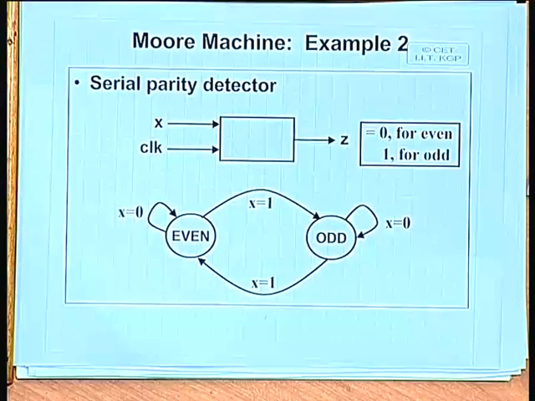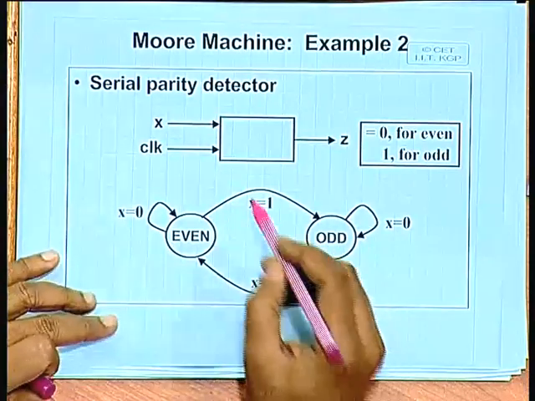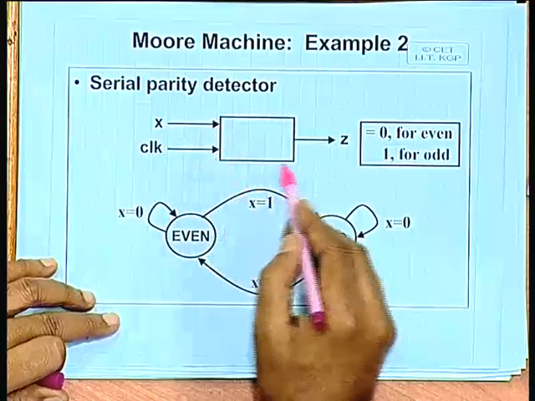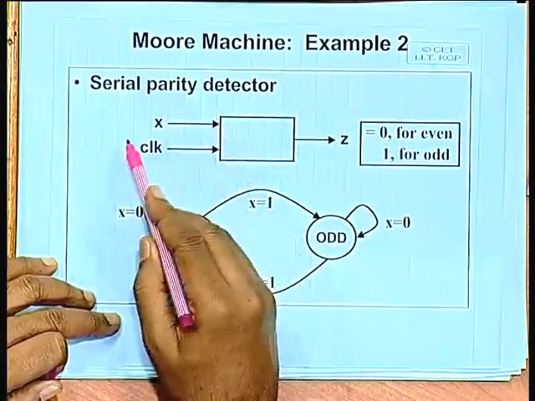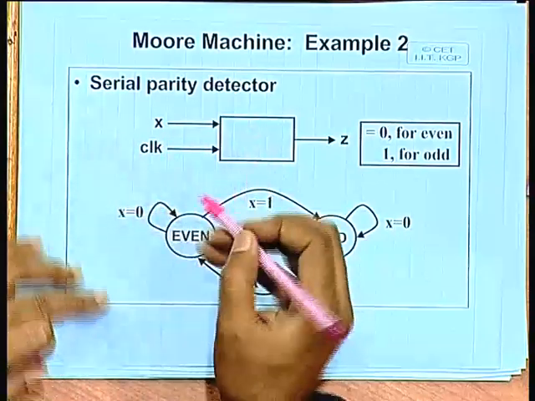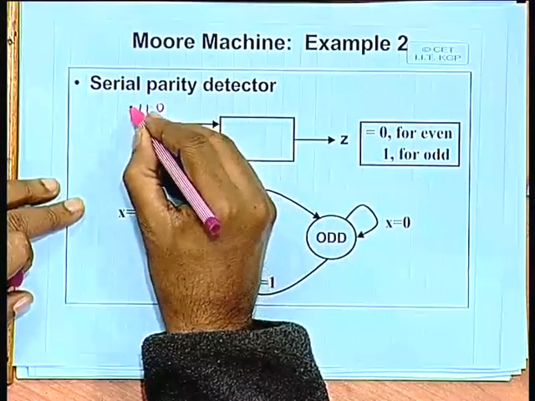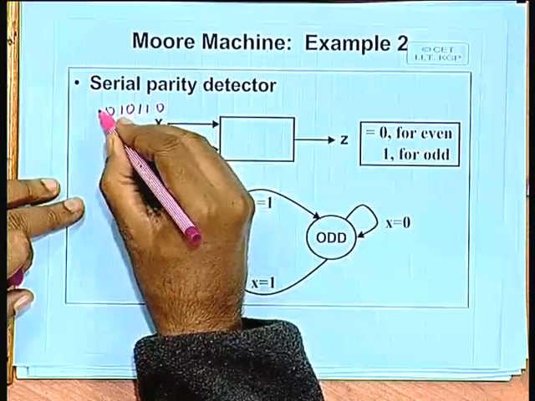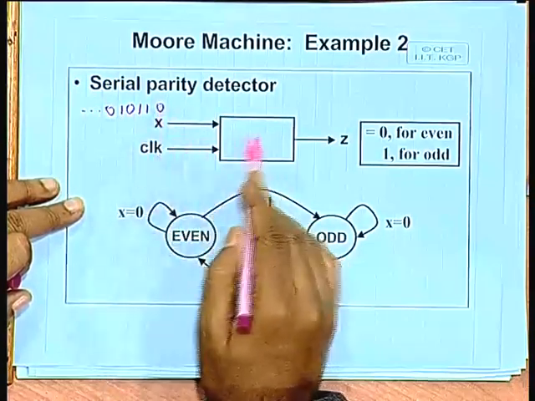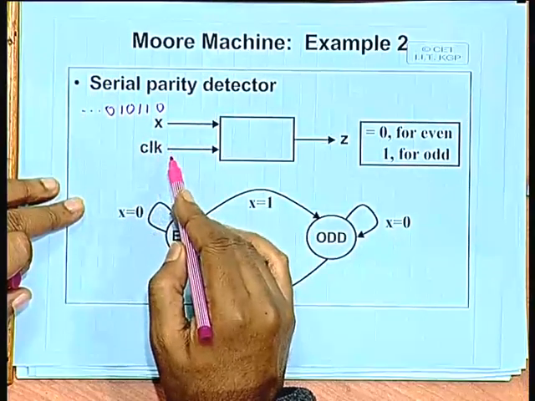So, the example we take is a serial parity detector. Here we assume that we want to design a circuit block like this, which will be having a bit stream x. X is a stream of bits, serially it is coming in. It may be 0, 1, 1, 0, 0, 1, 0, anything, a stream of bits is coming, and they are being fed to the circuit in synchronism with the clock.